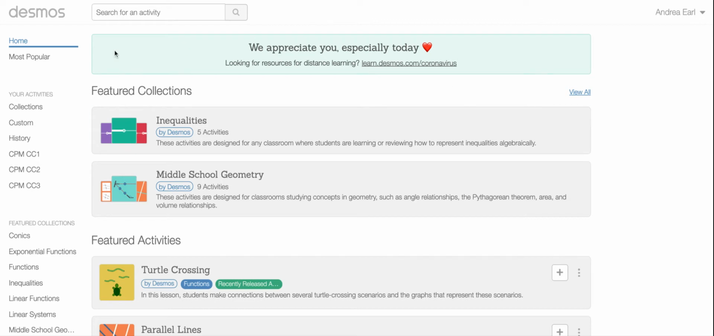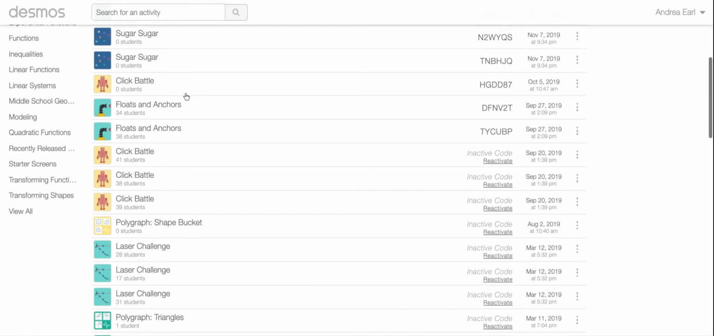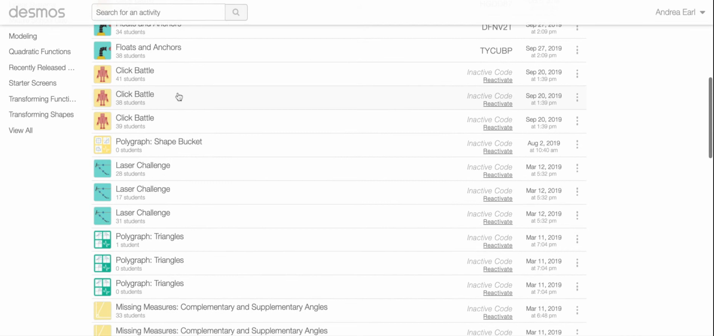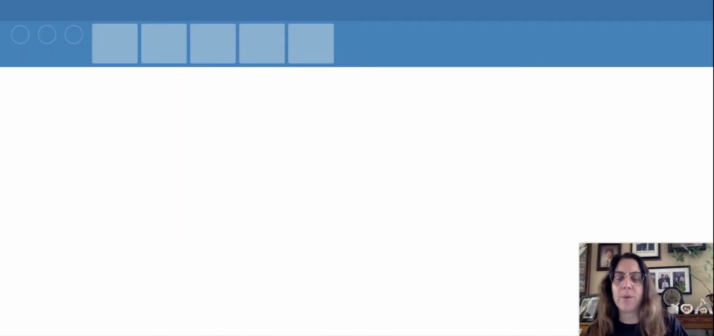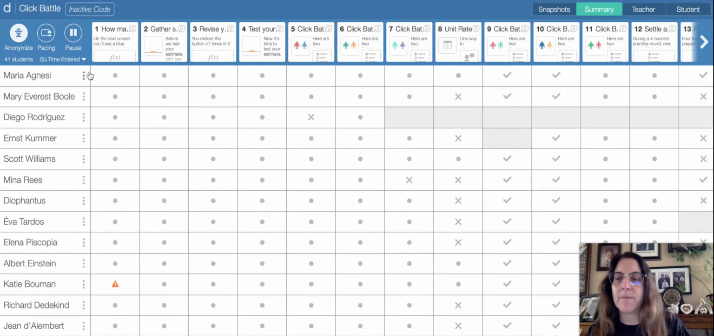You can start by going back to find the lesson you were in. The easiest way is to look under your lesson history. You can see I've done a lot of different activities with my students over the past few years. Let's particularly look at Click Battle. Click Battle was a great lesson that dealt with unit rates.